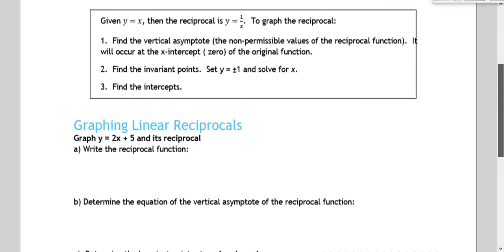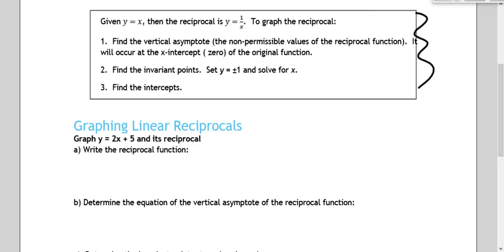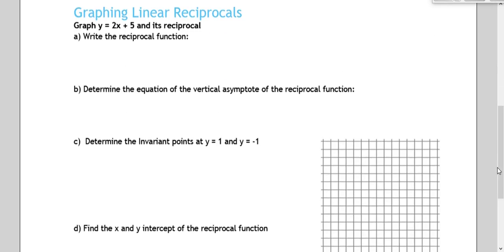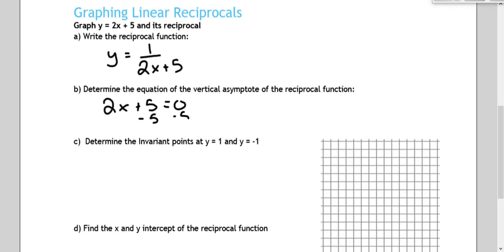So these are our steps. You will always follow these steps. I'm going to walk through a linear one with you. Write the reciprocal, so that is simply just 1 over the function. Determine the equation of the vertical asymptote. We are only worrying about the denominator, so we will isolate the denominator and set it to 0. The equation of the vertical asymptote is x is equal to negative 2.5.